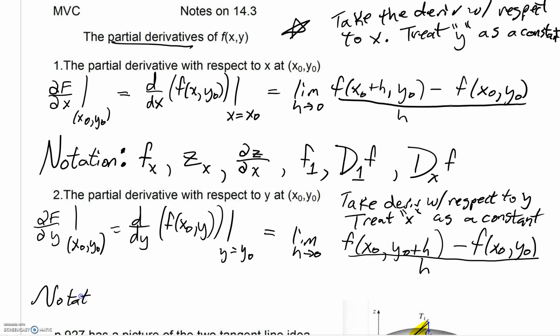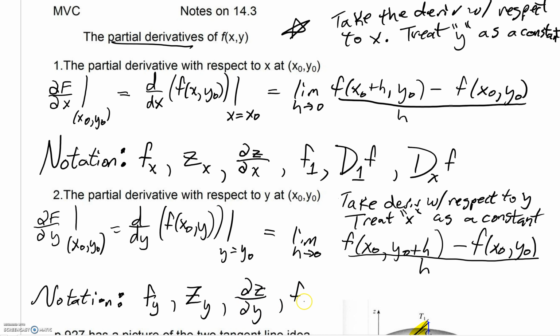So we can take a look at notation. I bet you right now you have a very good clue as to what those notations would look like. F with a subscript of y. Z with a subscript of y. You could say partial z, partial y right here.